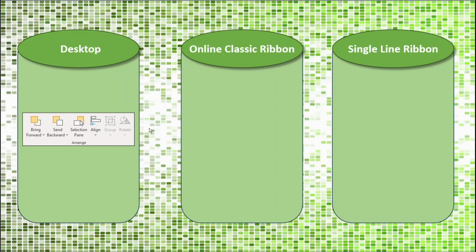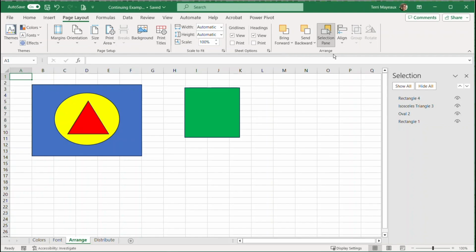So let's switch over to an example. As I look at this Arrange group, I could decide to change the different shapes and where they appear. Right now they are stacked.